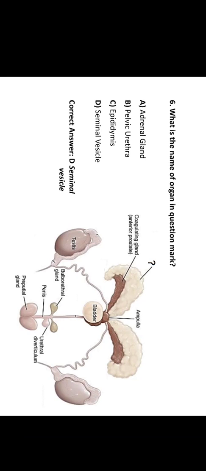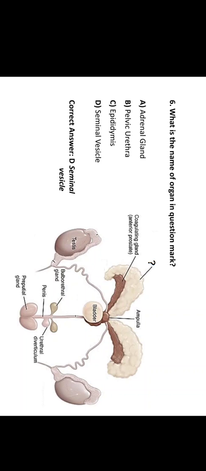So the next question is, what is the name of the organ marked with a question mark? This is the figure. In this figure, the question mark part is ___. The options are adrenal gland, pelvic urethra, epididymis, and seminal vesicle. So the correct answer is obviously the seminal vesicles.